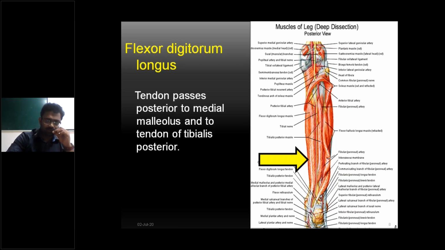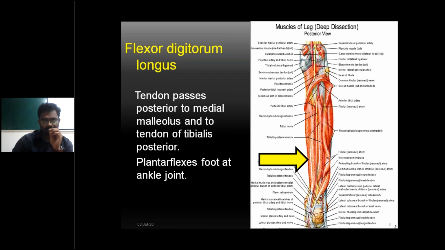How to identify flexor digitorum longus: it is present on the posterior aspect of the tibia. Its tendon passes posterior to the medial malleolus and to the tendon of tibialis posterior. So the tendon present behind the medial malleolus and tibialis posterior is identified as flexor digitorum longus. Its action is plantar flexion of the foot at the ankle joint.